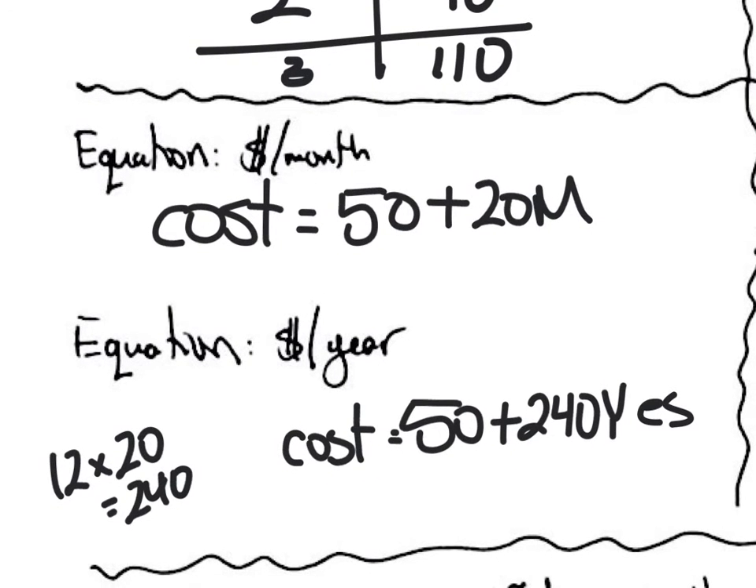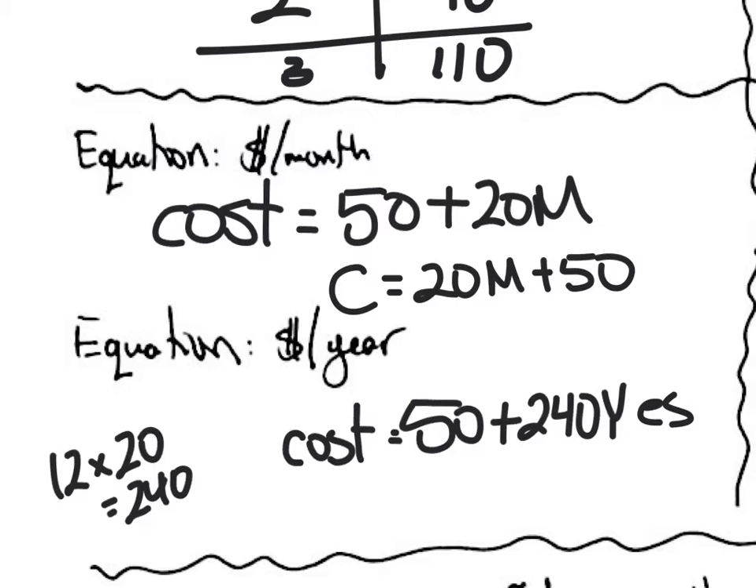So equation, dollars per month and then dollars per year. So we could say that the cost is initiation fee plus 20 times the number of months. And if I wanted to write that in something that looked more like y equals mx plus b, we could write it like that. Y equals slope times x plus b, the y-intercept.